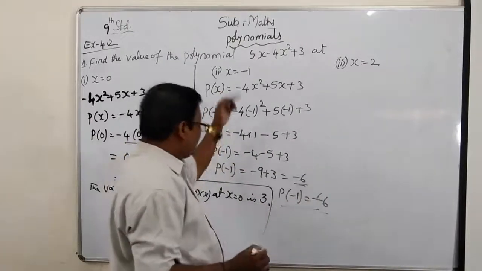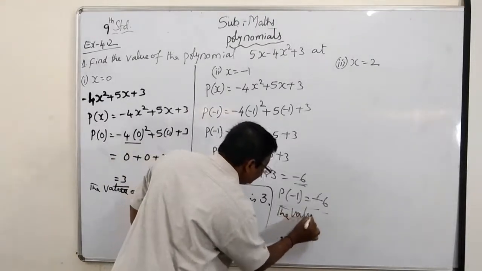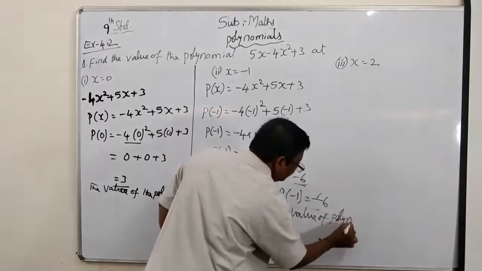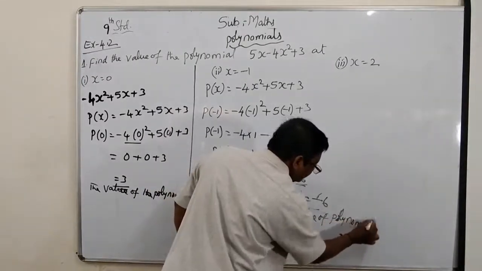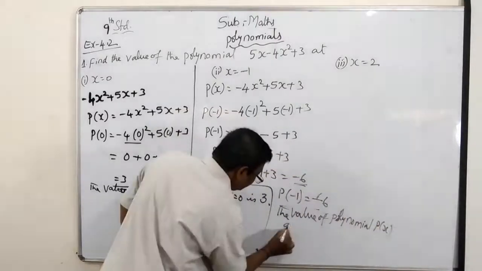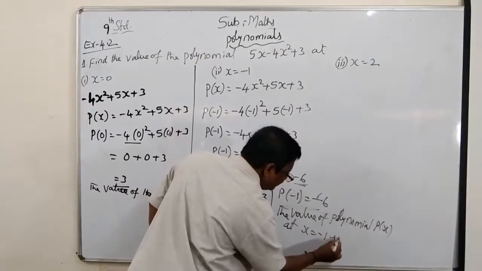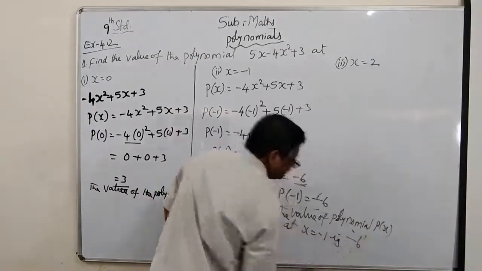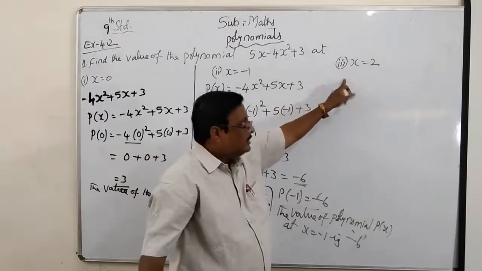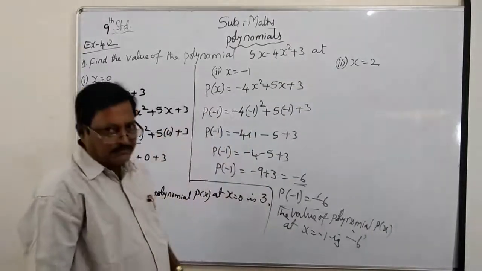Here the value of the polynomial p of x at x is equal to minus 1 is minus 6. This is the second one. Next, you substitute x is equal to 2 in this polynomial. Next, you calculate the value of this one. This is the first main.